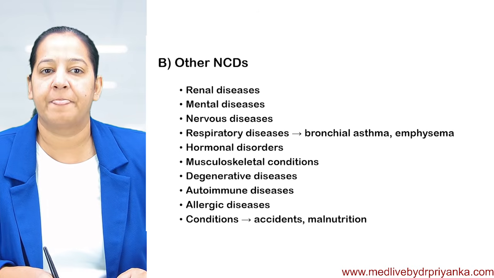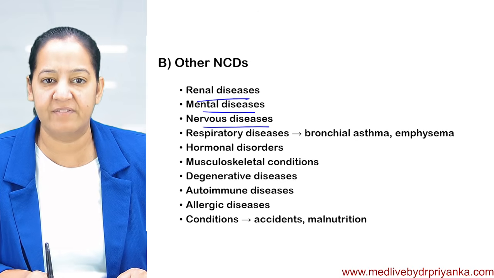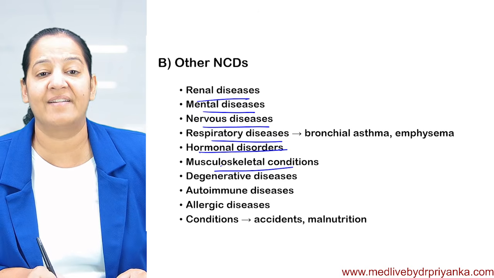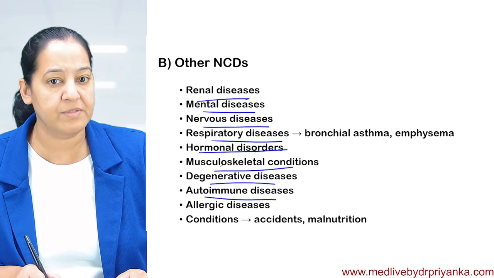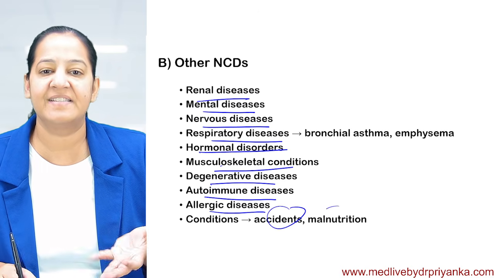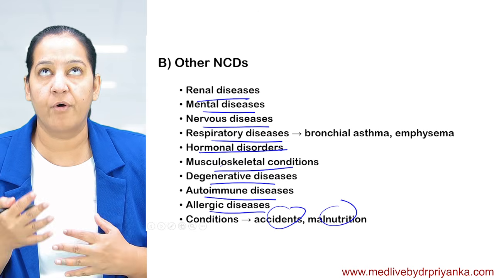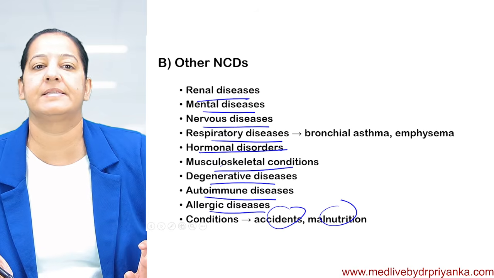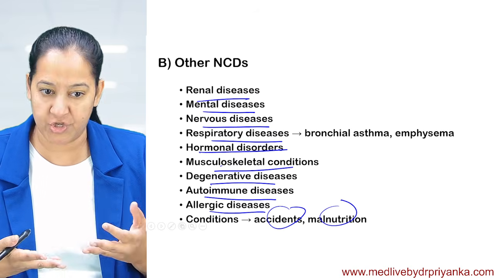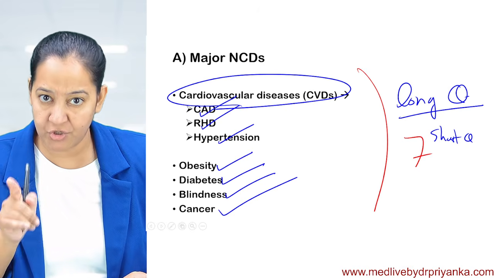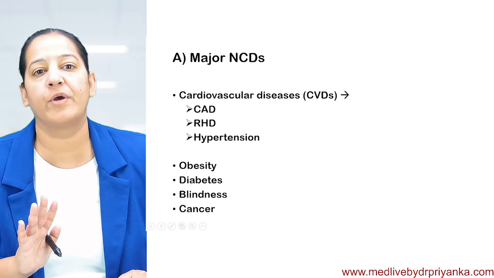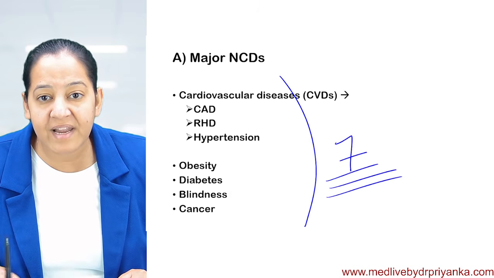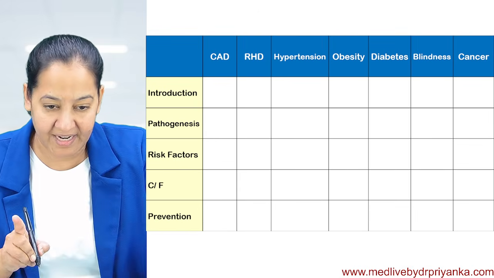These are the minor ones: renal disease, mental disease, nervous disease, respiratory disease, hormonal disorders, musculoskeletal disorders, degenerative disorders, autoimmune disorders, allergic disorders, and accidents and malnutrition. These are minor. You have already studied all these in pathology in various subjects. You are aware of these diseases, but here prevention doesn't have much role. So the major ones we are going to cover in detail. In our syllabus, we have the major ones. These are the 7 major NCDs I'm going to teach you in detail in this session.